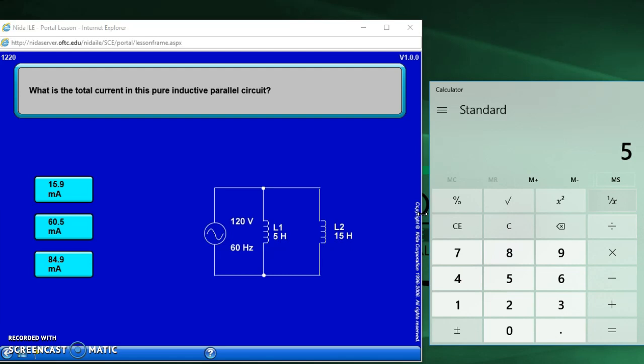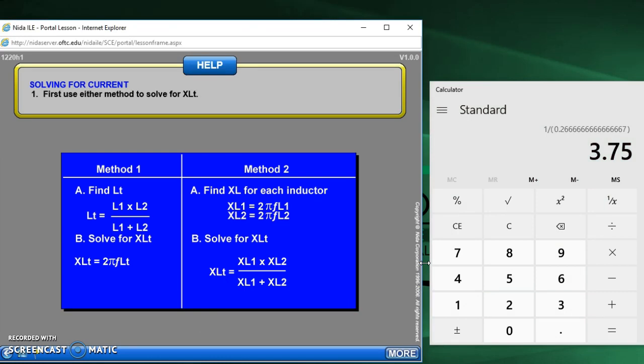5 reciprocal plus 15 reciprocal equals, and reciprocate that. So we get 3.75 henries. Now I wanted to show you this little question mark down here. Anytime you need help, those are down there.